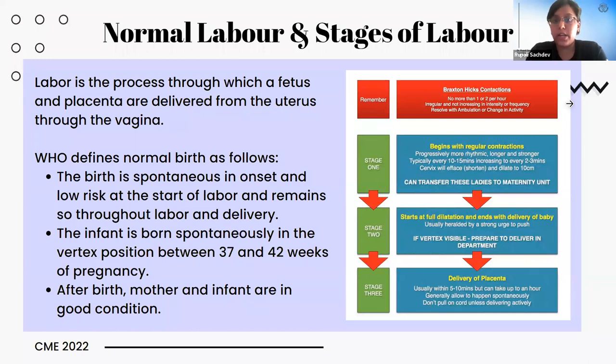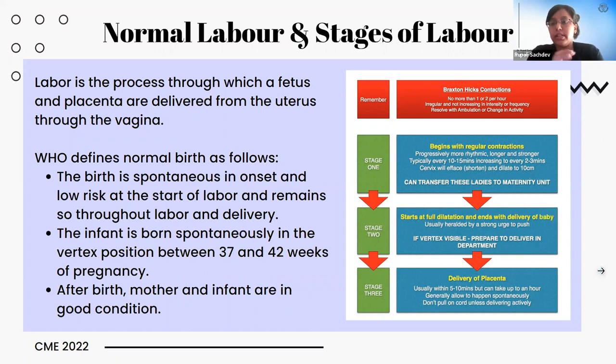Normal birth, according to WHO, is spontaneous in onset and low risk at the start of the labor and remains low risk throughout labor and delivery. You will see as we move ahead what are some of the high risk conditions that women experience and what are some of the emergencies that consequently lead to. The infant has to be born spontaneously in the vertex position. So the normal delivery, which you see, is a vertex position and between 37 to 42 weeks of pregnancy. And at birth, the mother and the infant are both in good condition.